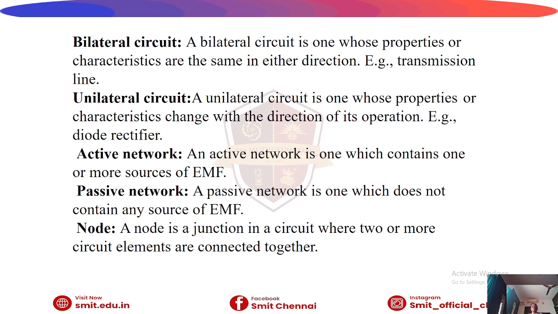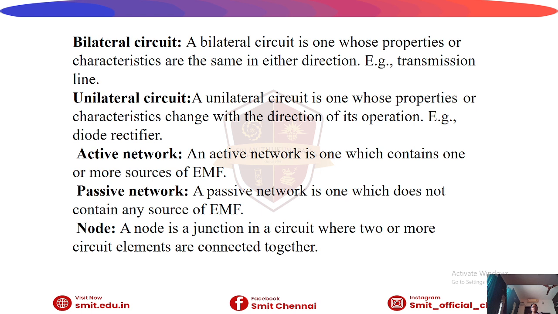Next, bilateral circuit. A bilateral circuit is one whose properties or characteristics are the same in either direction, for example, a transmission line. Unilateral circuit. A unilateral circuit is one whose properties or characteristics change with the direction of its operation. Example, diode rectifier. Active network. An active network is one which contains one or more sources of EMF. Passive network. A passive network is one which does not contain any source of EMF.